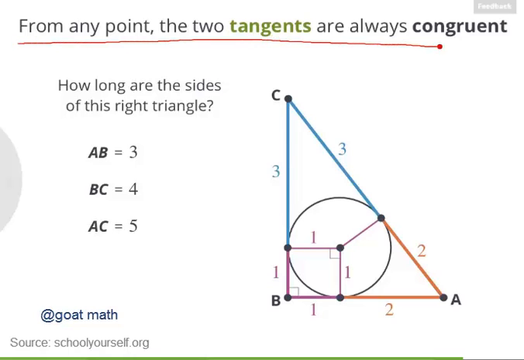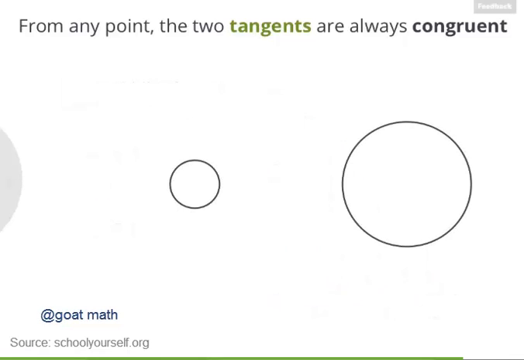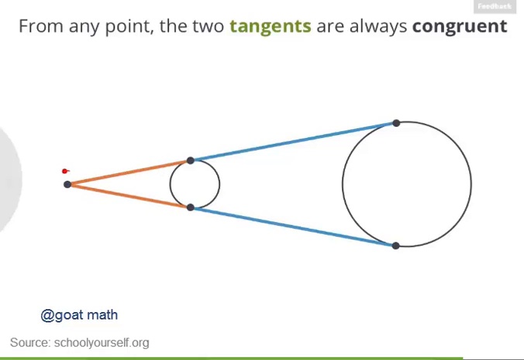You can use this fact about tangents to prove a whole bunch of other facts about tangents and circles. Here's an example. Suppose you have 2 circles, and here are 2 line segments that are tangent to both circles. Now it looks like these 2 segments have the same length, but how can we prove it? Well, let's extend both line segments until they intersect. If you just look at these 2 segments here, they're tangents from this point to the smaller circle. So then, according to this rule, they must have the same length.